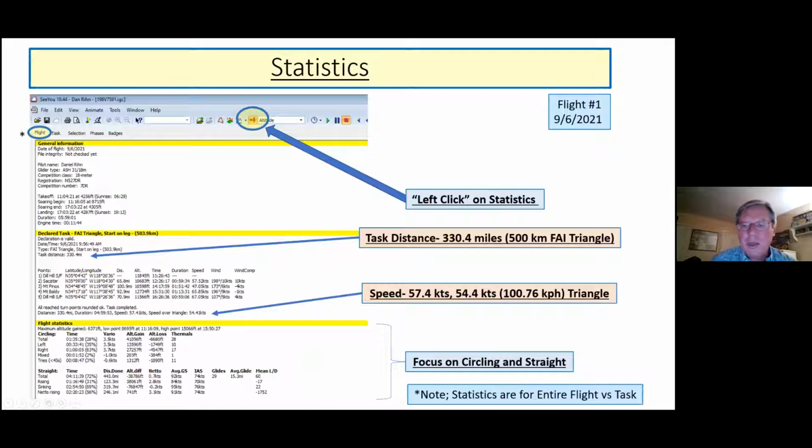And like I said, I'm going to keep all these statistics for the entire flight. So it's a little bit different because if you're getting ready to start and you're circling around a long time, that's all going to be included in the statistics I'll be showing you. But if you do it just for your task, it kind of narrows that down a little bit more.